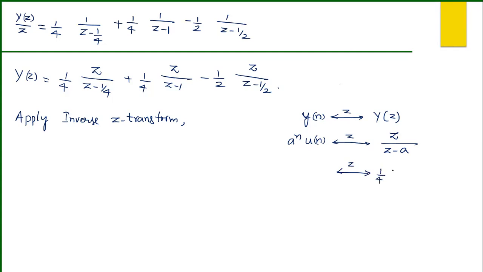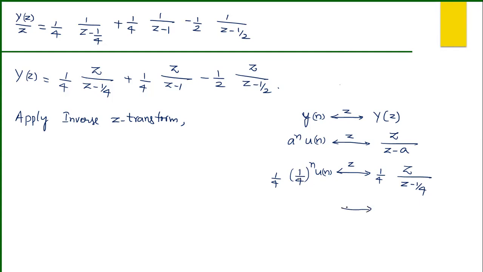1/4 is a constant, you can leave it. z/(z − 1/4). You see that by comparing this, 1/4 is a constant. If you compare these two, z/(z − 1/4) with z/(z − a), what is the a value? 1/4. So (1/4)^n u[n]. You need to write this, then only you can write here. Otherwise, if you simply write that, they won't give the marks.